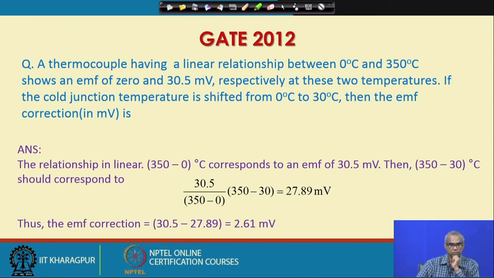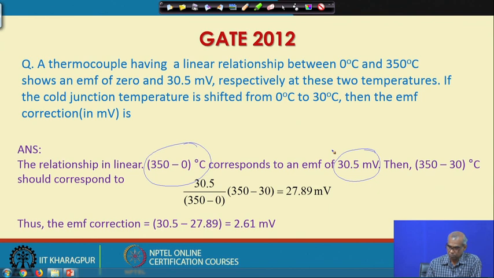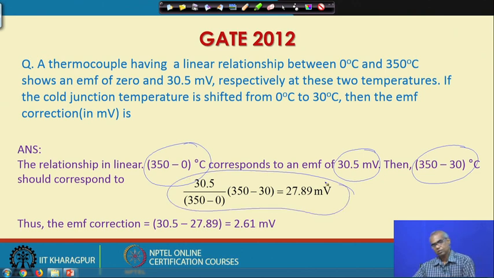The relationship is linear. So, 350 minus 0 degree Celsius corresponds to an EMF of 30.5 millivolt. Then 350 to 30 degree Celsius should correspond to this, which is computed as 27.89 millivolt. So, the EMF correction is 30.5 millivolt minus this millivolt, which is 2.61 millivolt.